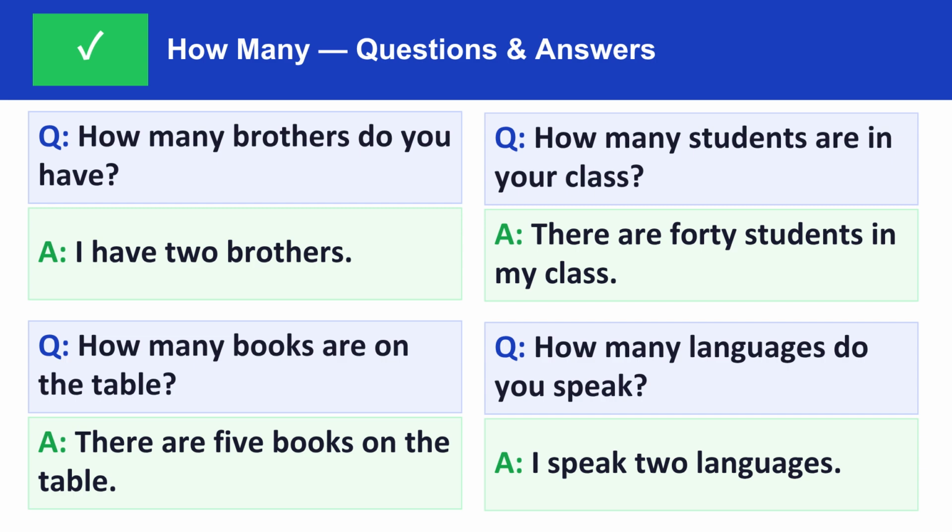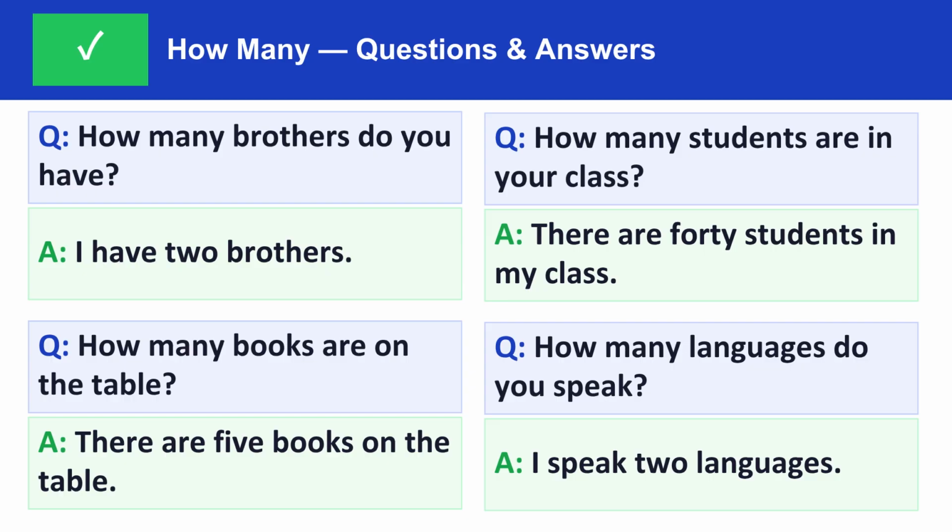Now let's practice how many questions and answers. Question, how many brothers do you have? Answer, I have 2 brothers. Question, how many books are on the table? Answer, there are 5 books on the table. Question, how many students are in your class? Answer, there are 40 students in my class.